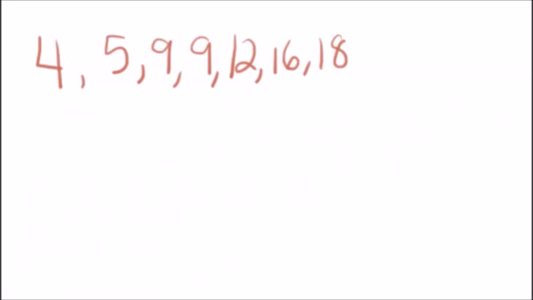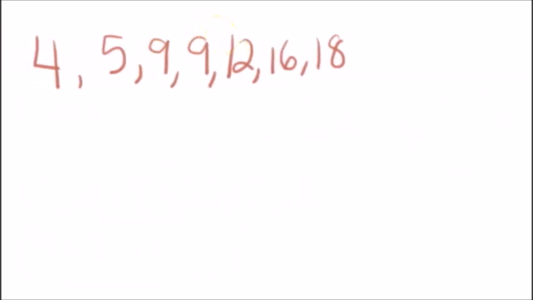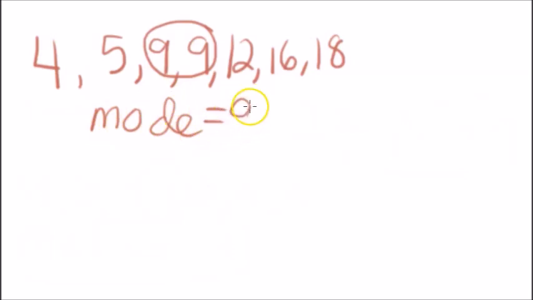Now let's move on to mode. So what is mode? Well, mode is the number that appears most often in the data set. In this case, 9 appears most often. So if you see here on the data set, 9 is the only number that has 2. So with everything else being 1, 9 is 2. So mode is equal to 9.